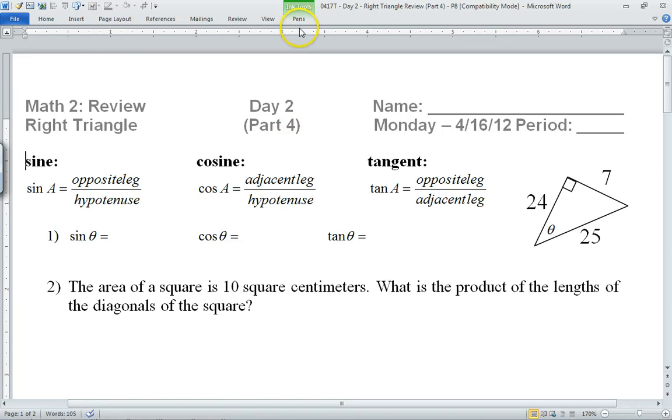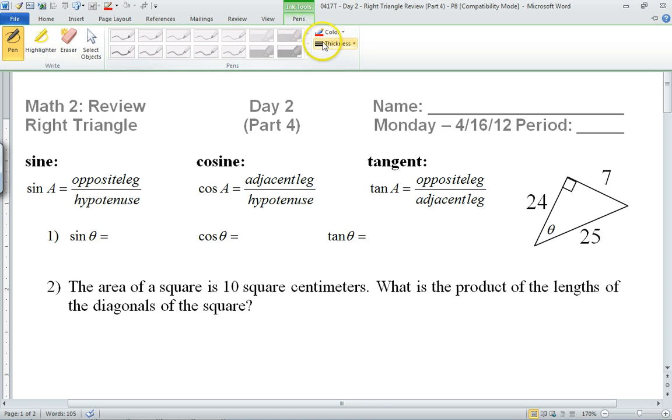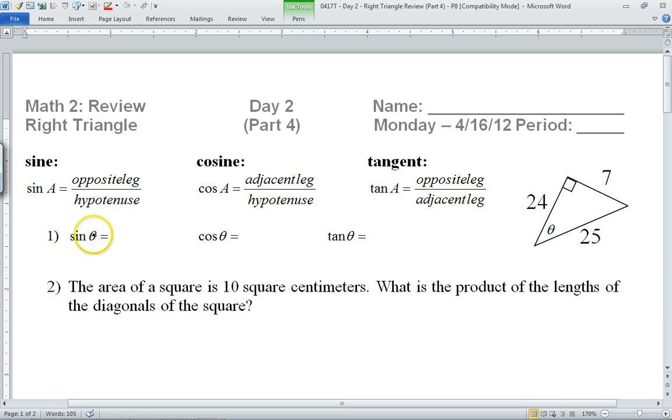Okay, so this is EOCT Review Part 4, and let's get started. Alright, well, hopefully the first three are really easy, especially when you have the definitions right here in front of you.